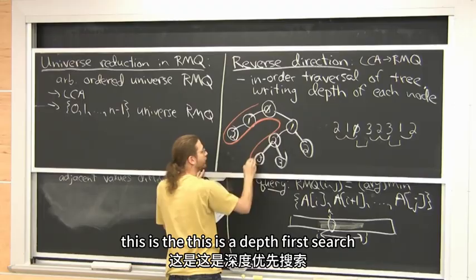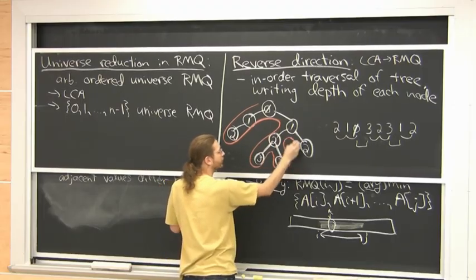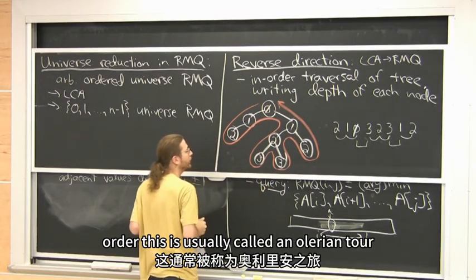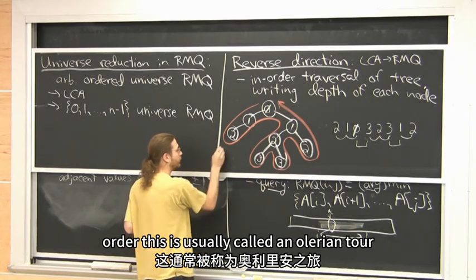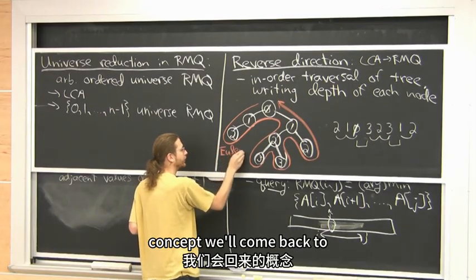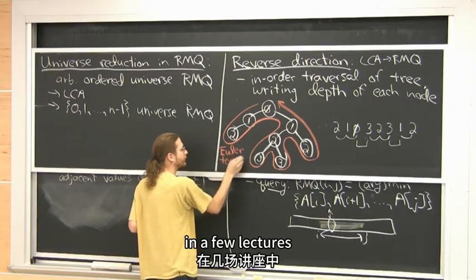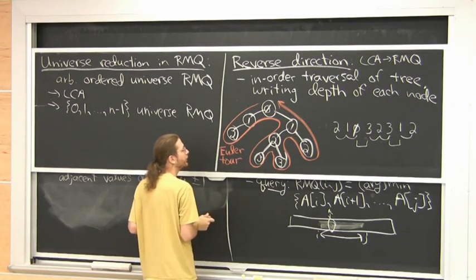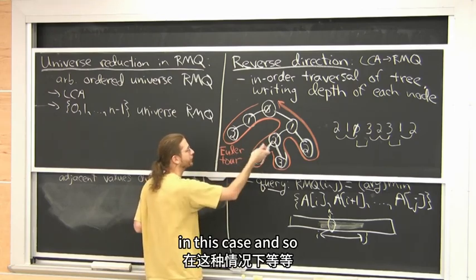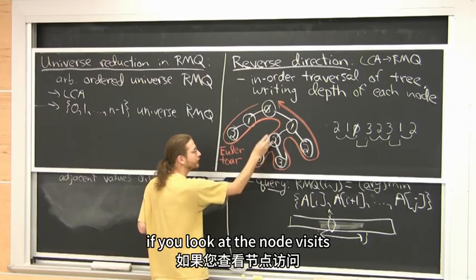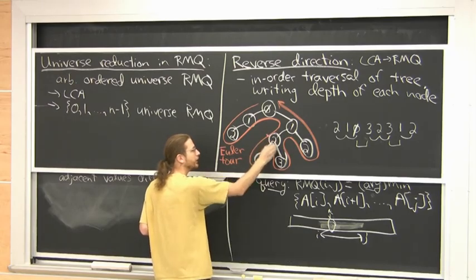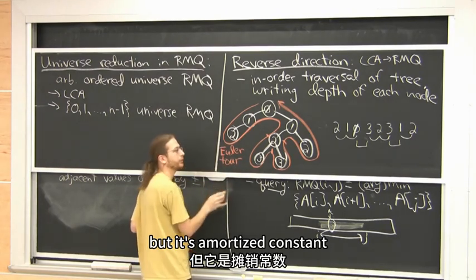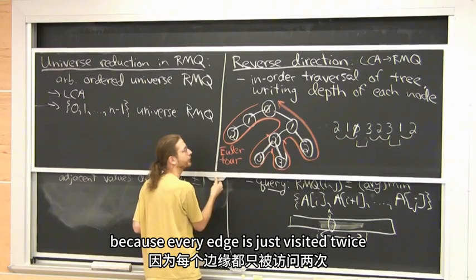This is a depth first search. This is the depth first search order of visiting a tree in order. This is usually called an Eulerian tour, a concept we'll come back to in a few lectures. But Euler tour just means you visit every edge twice, in this case. And so if you look at the node visits, I'm visiting this node here, here, and here, 3 times. But it's amortized constant because every edge is just visited twice.